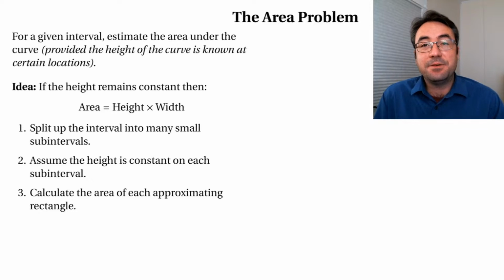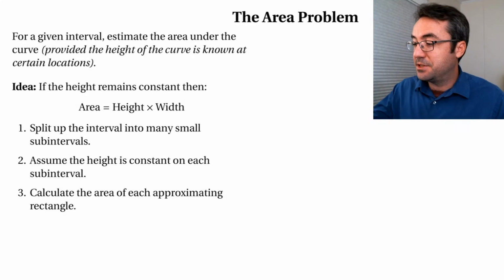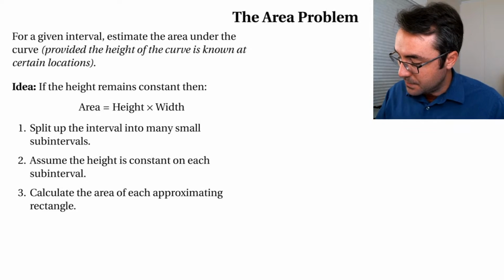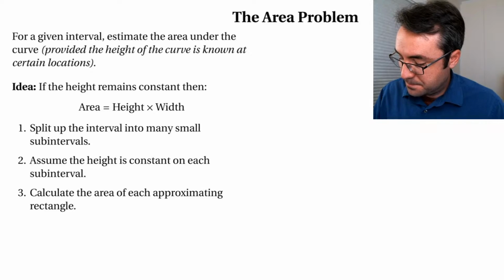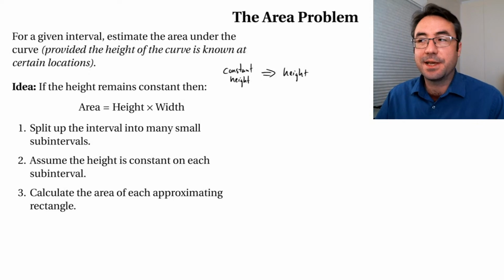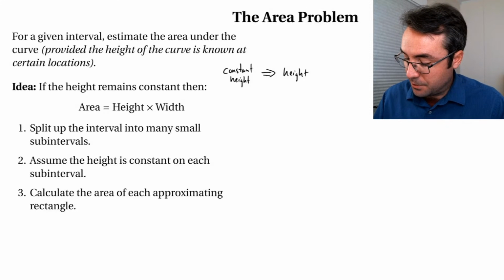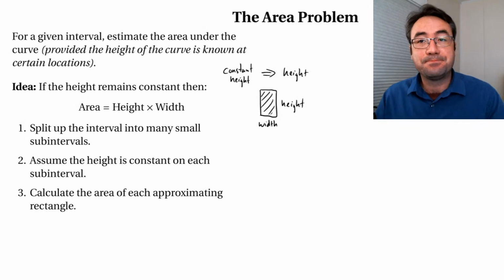So the idea is, if we know our height is constant, then the area is very easy to calculate because it's just the area of a rectangle. So if our curve has constant height, then it really means we're talking about a rectangle, and rectangles are easy to calculate the area of. So if this was our rectangle, we have the width of our rectangle and we have the height of our rectangle, and so to get the area, it's just width times height.